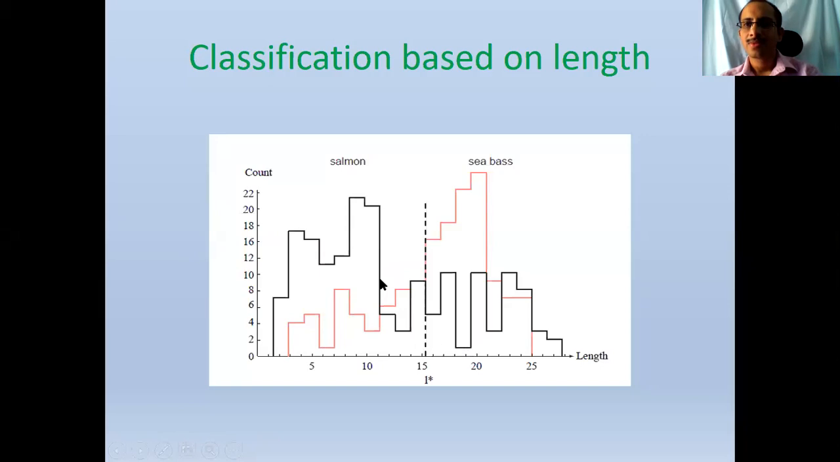What I suggest is that at a particular length, we should find out how many total samples are there, and what percentage of those samples is salmon and what percentage is sea bass. So that will be a prediction percentage, that with that much accuracy we can predict that at this particular length, this fish should be there. Okay, yes, classical. I think it's fine.